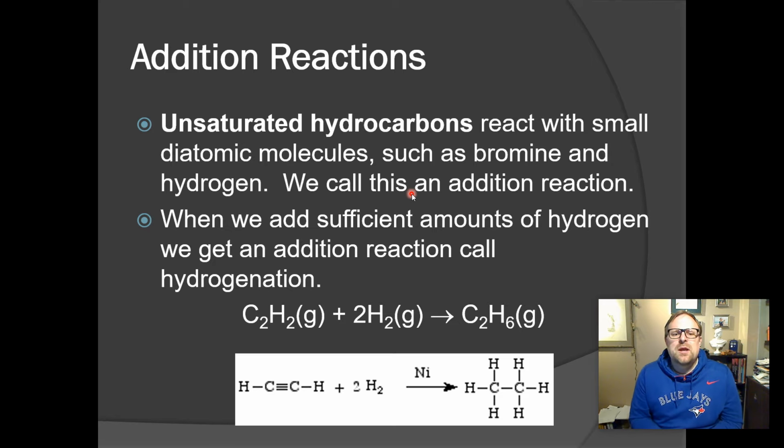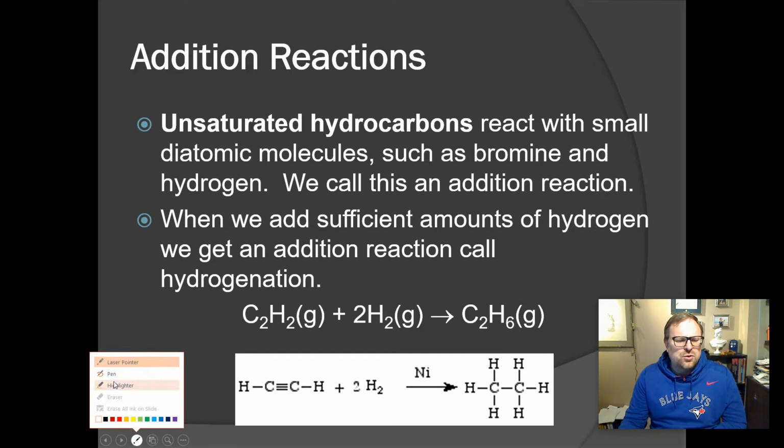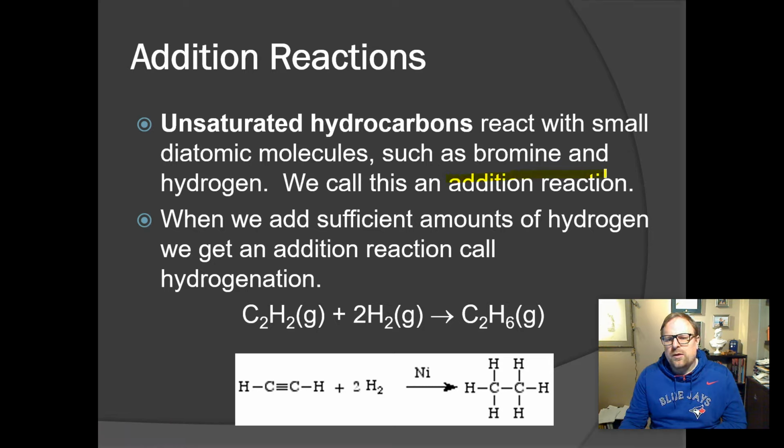Unsaturated hydrocarbons react with small diatomic, sorry, I'm going to circle back. An unsaturated hydrocarbon means that it's a hydrocarbon that has a double or a triple bond in it. In other words, it doesn't have as many hydrogens on it as it could have. It is not saturated with hydrogens. So an unsaturated hydrocarbon reacts with small diatomic molecules such as bromine or hydrogen, and what we get we call an addition reaction. Okay, so an addition reaction is when an unsaturated hydrocarbon reacts with a small diatomic molecule.